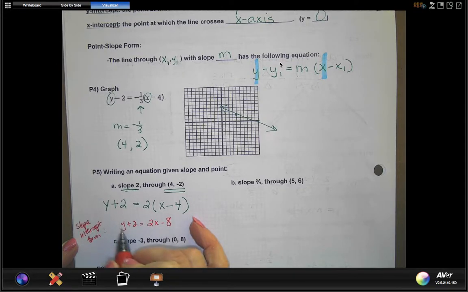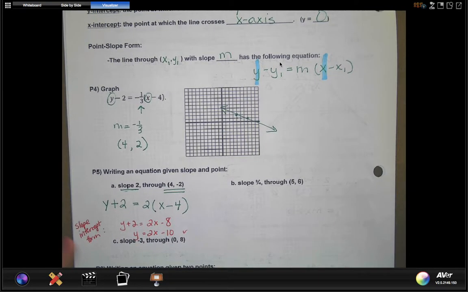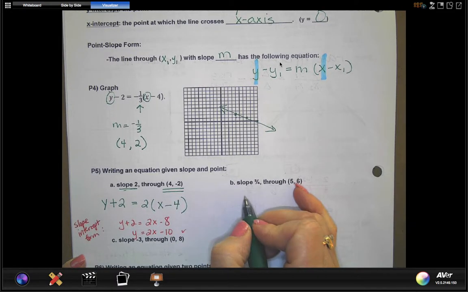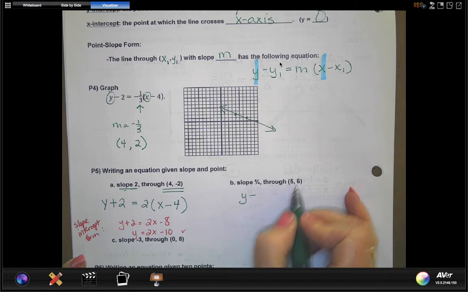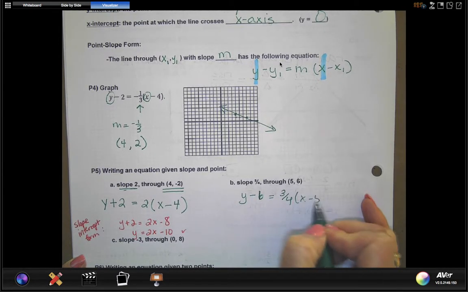I got to get y by itself, so I'm going to subtract 2. And that would be slope-intercept form, okay? Again, if I'm just leaving it in point slope, it's pretty easy. So y minus y1 equals the slope times x minus x1.